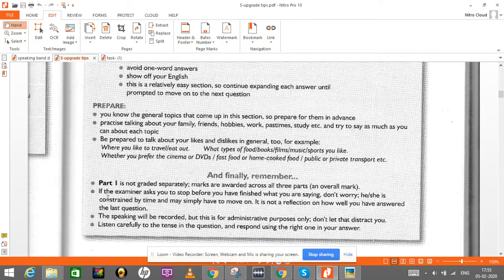And if in case during the test the examiner asks you to stop, they may not directly speak, they may give gestures. So if they give such gestures, it is not a point to worry, it is just a part of the process, as they are time constrained. So as there is a time constraint, they have to work according to the time limit.